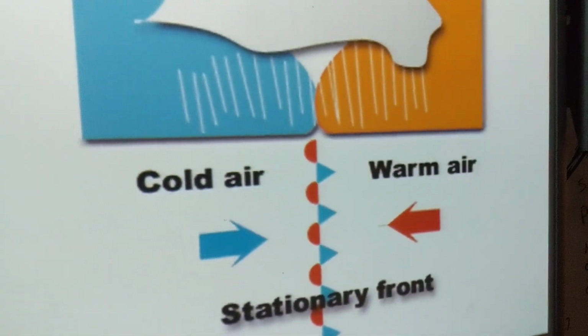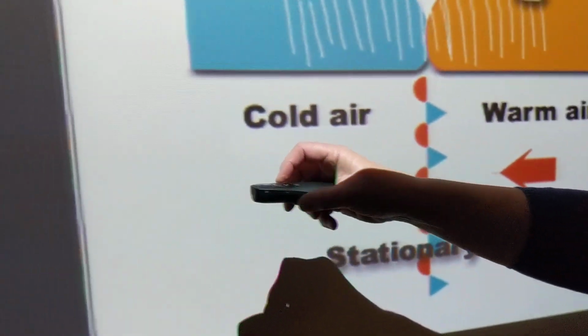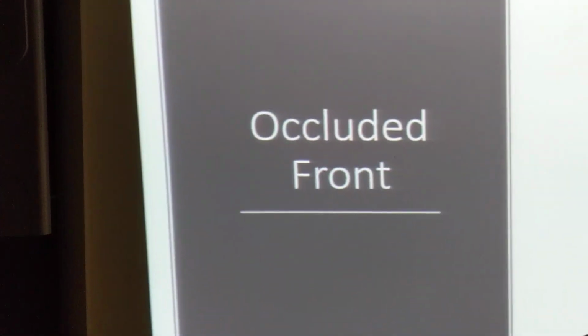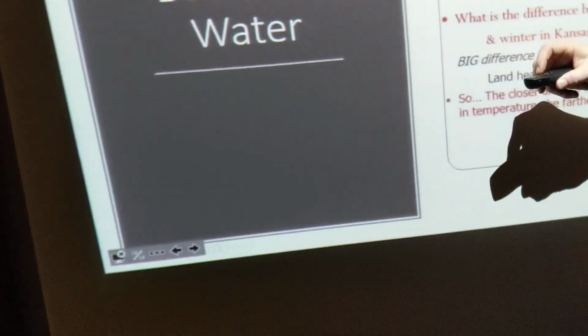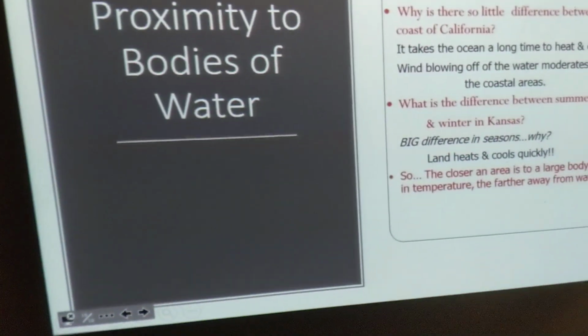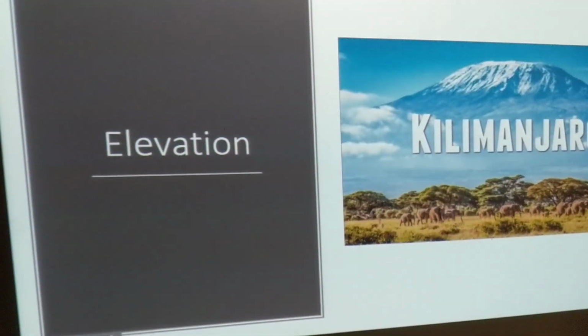Occluded front, okay, occluded front is similar to a cold front. You've got cold air following cold air. Okay, so let's see.